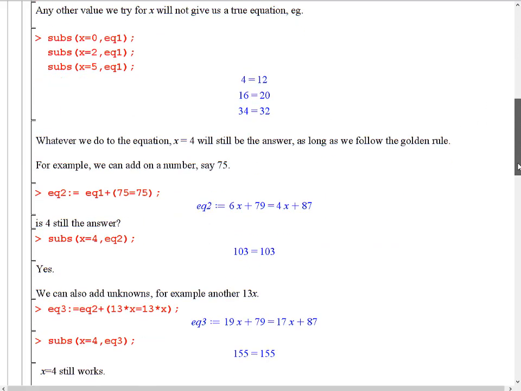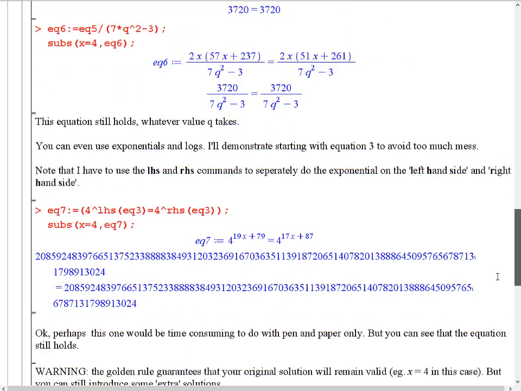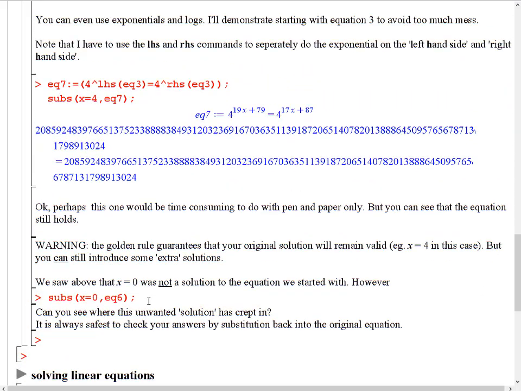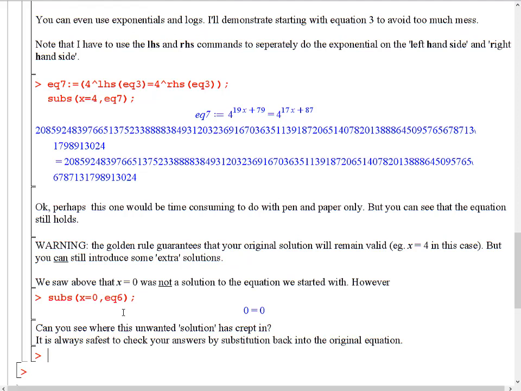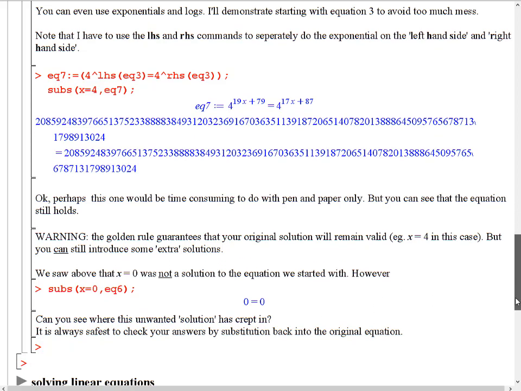But I followed the golden rule all the way through, and now I find that 0 is a solution. So you can't lose solutions, but you can gain an extra solution. If you look back through the stages, see if you can check where that unwanted solution arose. So have a look back, where did this go wrong?